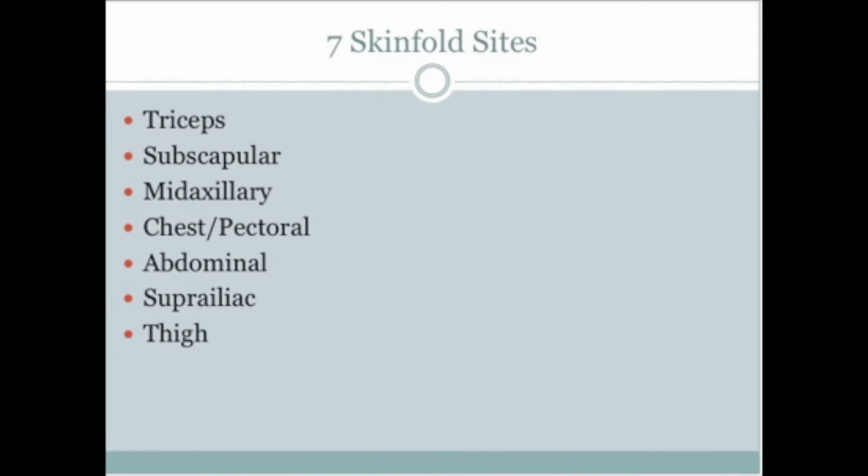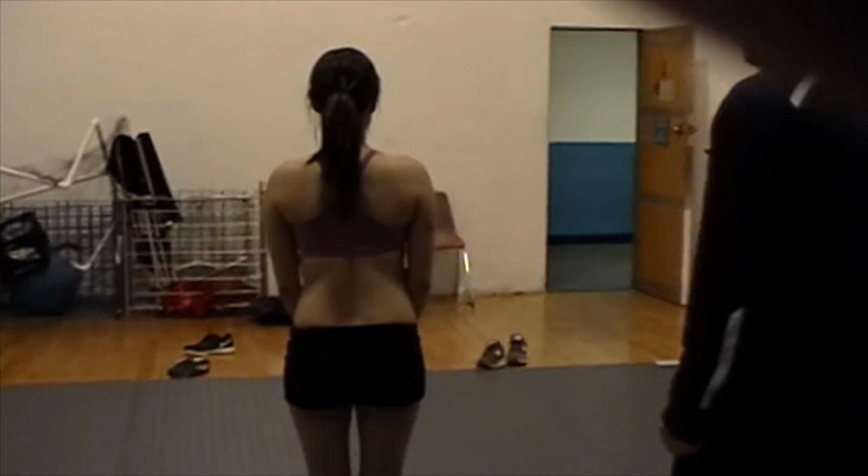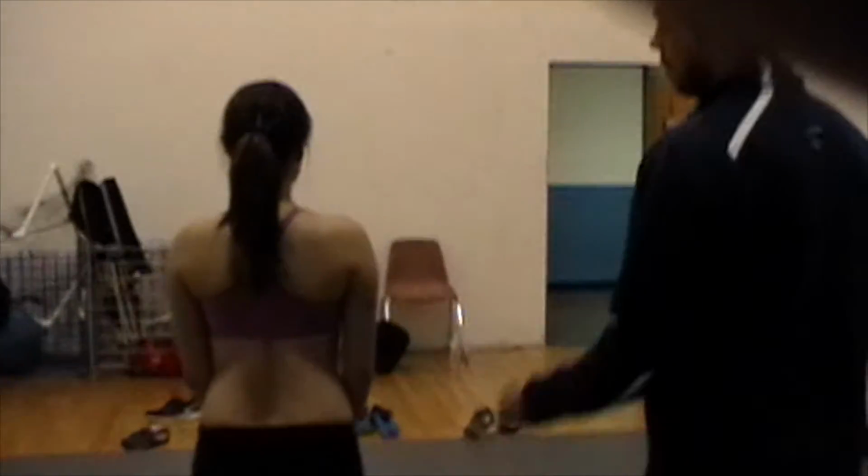between sites. The 7 skinfold sites are the triceps, subscapular, mid-axillary, chest, pectoral, abdominal, suprailiac, and thigh. All measurements are to be taken on the right side of the body.